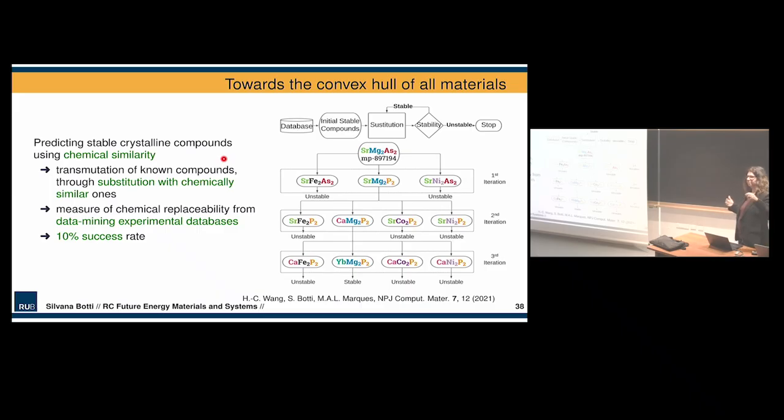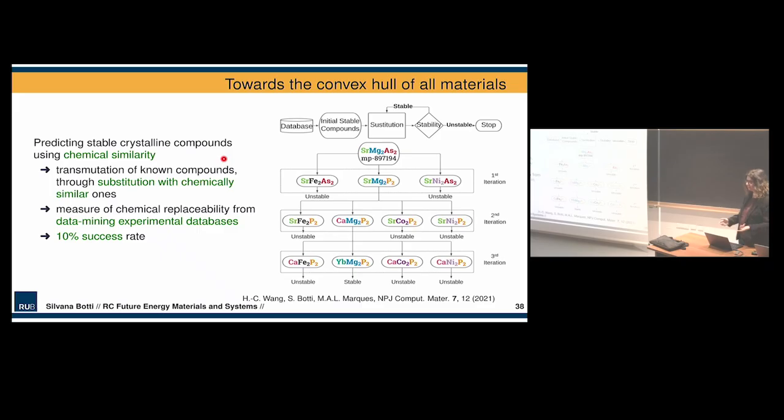So how many times this happens will stay on the off diagonal elements of this matrix. And on the diagonal elements of the matrix, we put how many times these chemical elements appear in different crystal structures. So building this matrix and then normalizing the rows of this matrix, we get a probability that one chemical element can replace another one in a certain crystal structure.